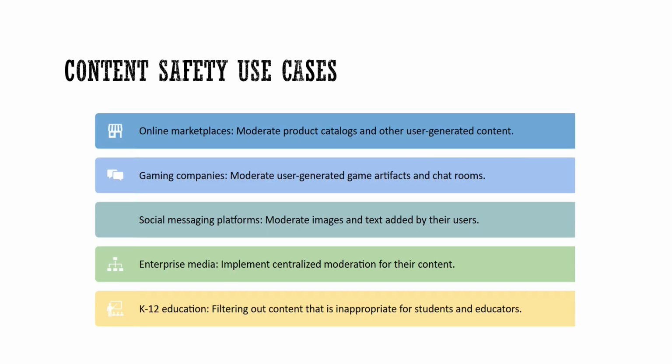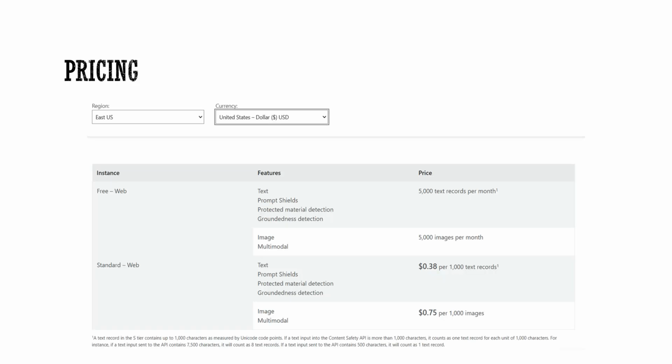So this is what we have seen now. And the last one is the pricing. When it comes to pricing, each region differs. For US, when you go to the portal and check the pricing, you can select a different region. For East US, the free tier allows 5,000 texts per month, and for images also it's 5,000. For the standard S0 tier that we have selected, it's 0.038 dollars per thousand texts, and for image and multimodal it's $0.75 per thousand images. This is all about the pricing.